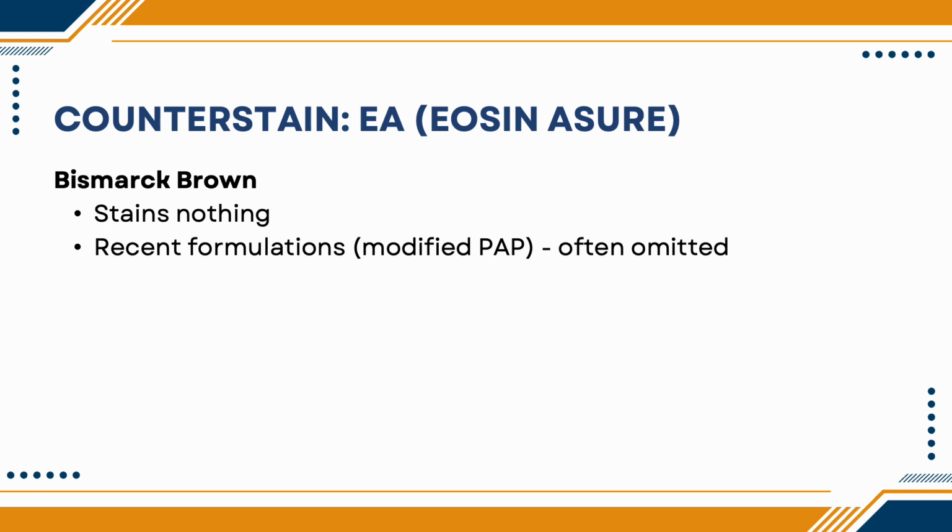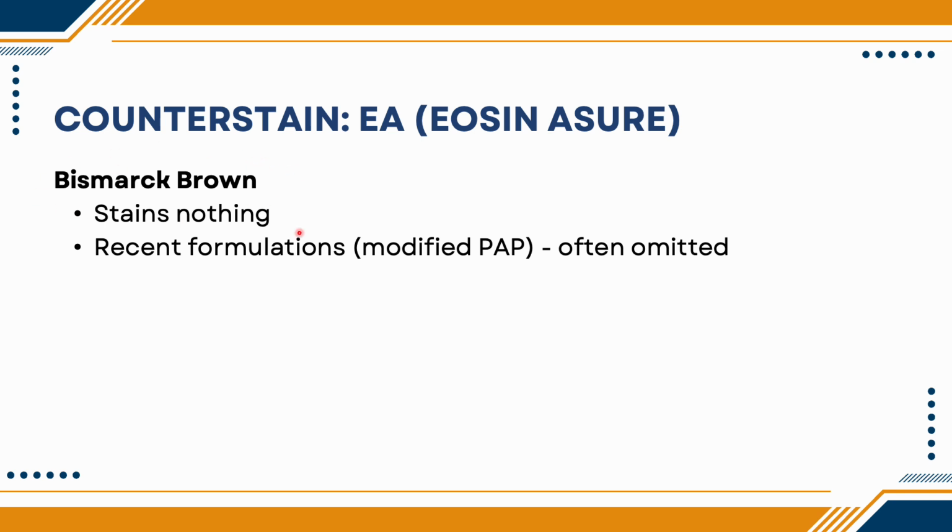And lastly is yung Bismarck brown. And as I've mentioned, Bismarck brown is precipitated by phosphotungstic acid. So, if you're going to be asked, ano nga yung component ng pap stain that does not stain the tissue, that would be Bismarck brown.